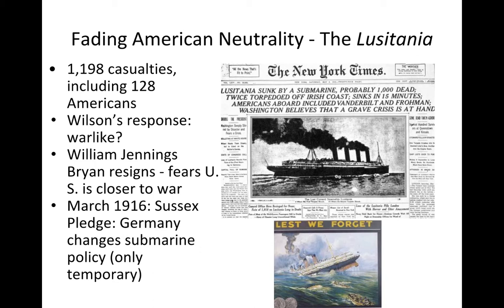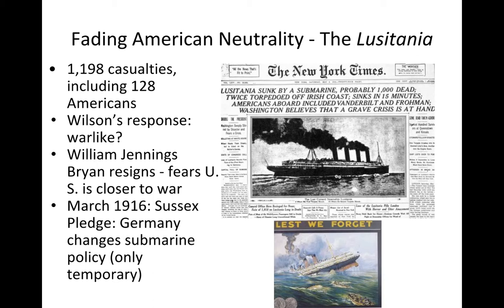William Jennings Bryan made the argument that any ship carrying passengers and secret armaments was essentially carrying contraband. He said that carrying a ship full of contraband with passengers on it would be like putting women and children in front of an army. And so basically William Jennings Bryan sees Wilson to be too warlike, which causes his resignation.